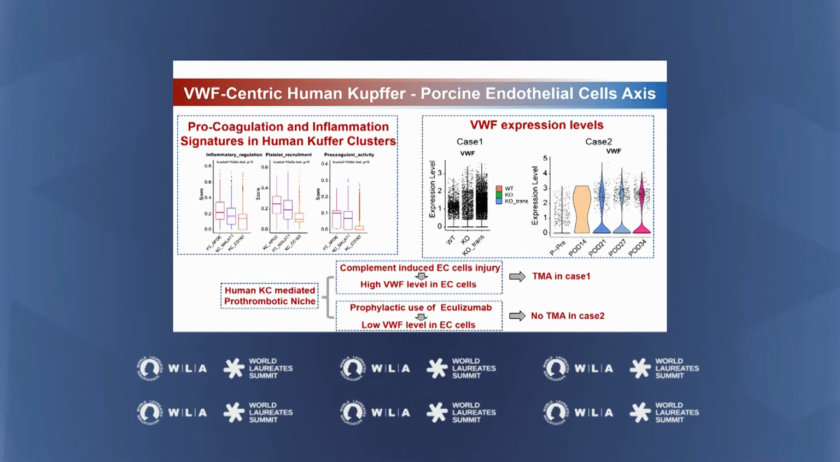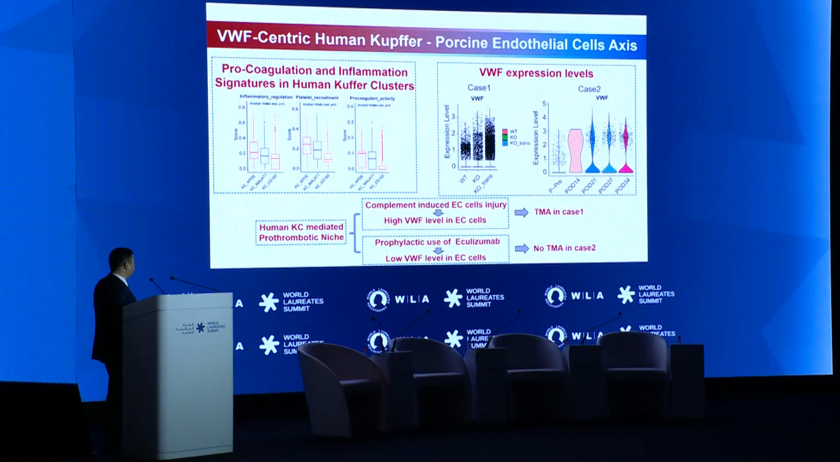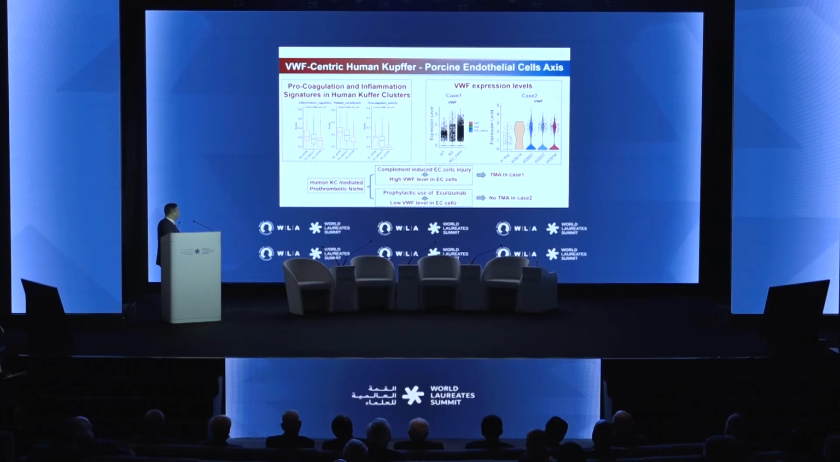pro-thrombotic niche through the VEGF-centric pathway. In case 1, you can see the complement activation induced endothelial cell injury, leading to high VWF expression in endothelial cells and causing the TMA. But in case 2, we used the prophylactic C5b9 antibody. There's no endothelial cell injury and no TMA.